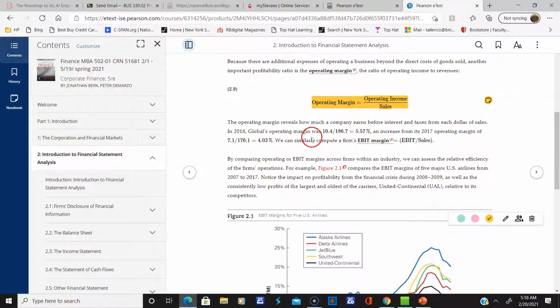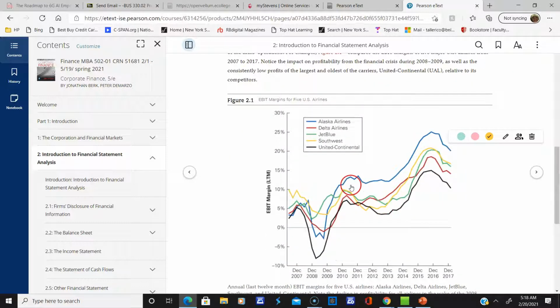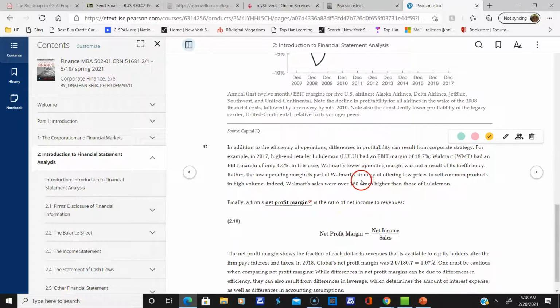And sometimes you'll see them do a computation on EBIT margin, all right? And we'll call that EBIT margin. So again, here's how you can see how your company is doing for 5 U.S. airlines, right? The EBIT margins for 5 U.S. airlines here, and different colors correspond to different airlines, right?